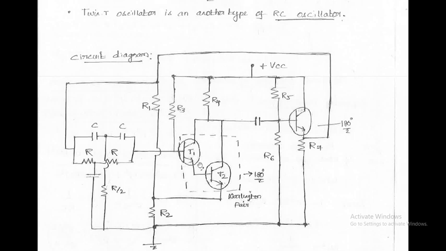The circuit consists of three transistors: Q1 and Q2, followed by the emitter follower Q3. This twin T filter acts as a notch filter, and it also provides better frequency stability. Here, the two transistors are connected back to back, and this pair is called a Darlington pair. This Darlington pair circuit provides a 180-degree phase shift, and the feedback network provides a 180-degree phase shift. So the total phase shift around the circuit is 360 degrees.